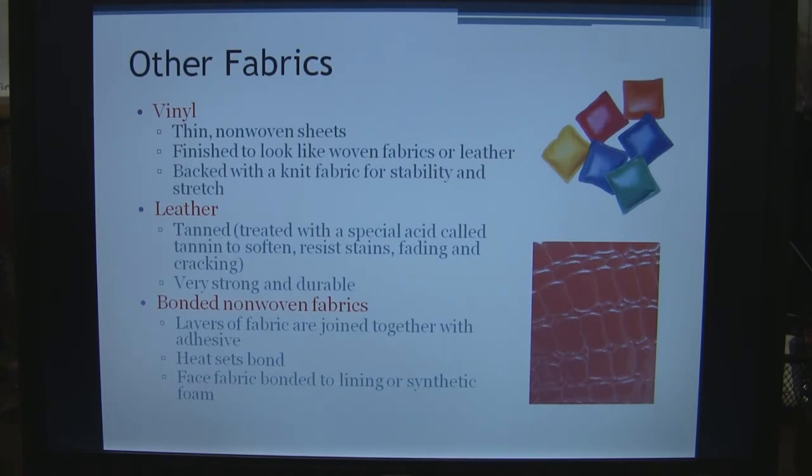The next type of fabric that we can use for clothes and accessories is leather. Leather is tanned, which means that it's treated with special acid to keep it soft, to resist stains and fading and cracking. And then there are bonded non-woven fabrics. These are layers of fabric that are just joined together with adhesive.